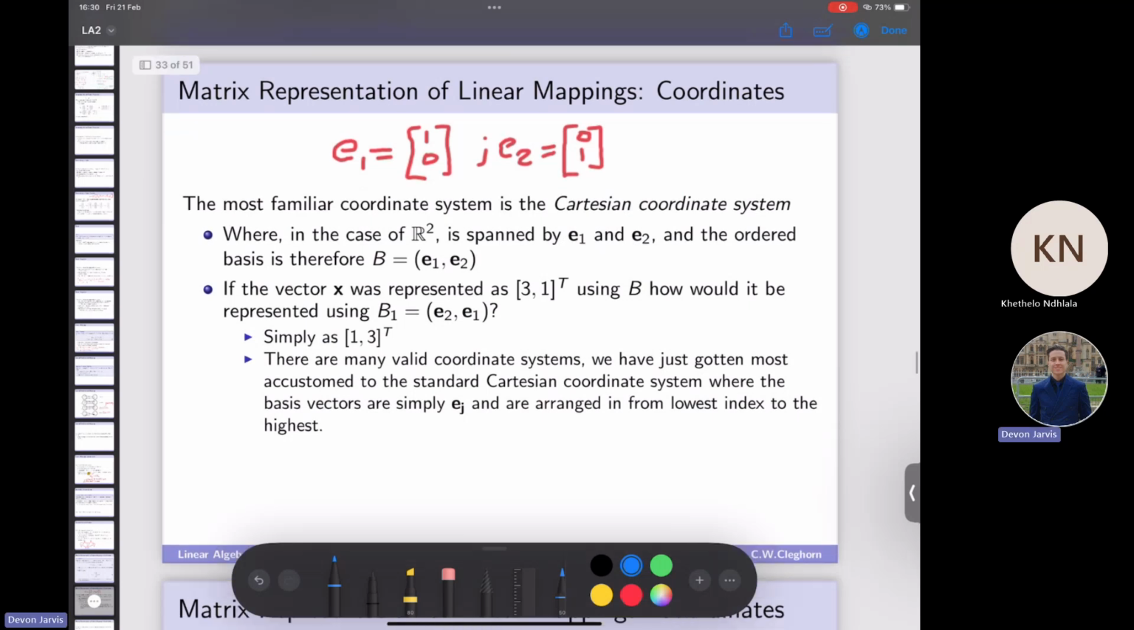Of linear algebra. The most familiar coordinate system is the Cartesian coordinate system. This is only in the case of R2, where you are spanned by the standard basis vectors E1 and E2 that I've drawn at the top. And so your basis, therefore, is just E1 and E2 appended together to form B. If the vector x was represented as (3, 1) transposed, obviously because we always want column vectors, using B, how would it be represented using the basis but swapped?